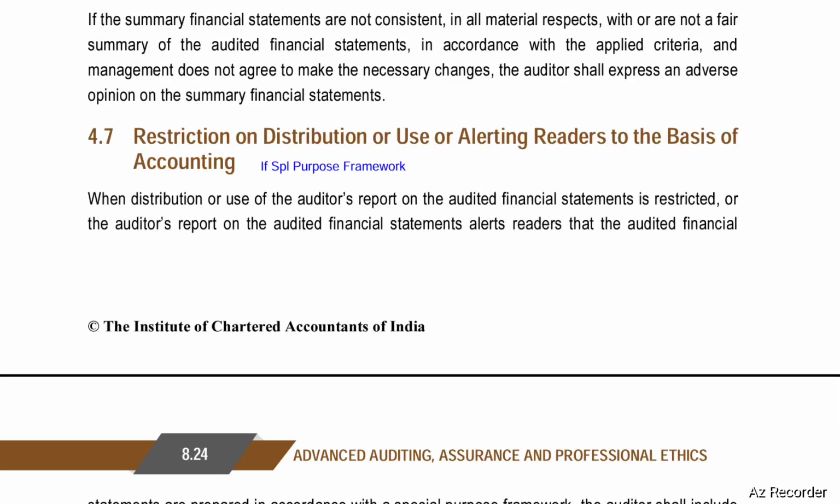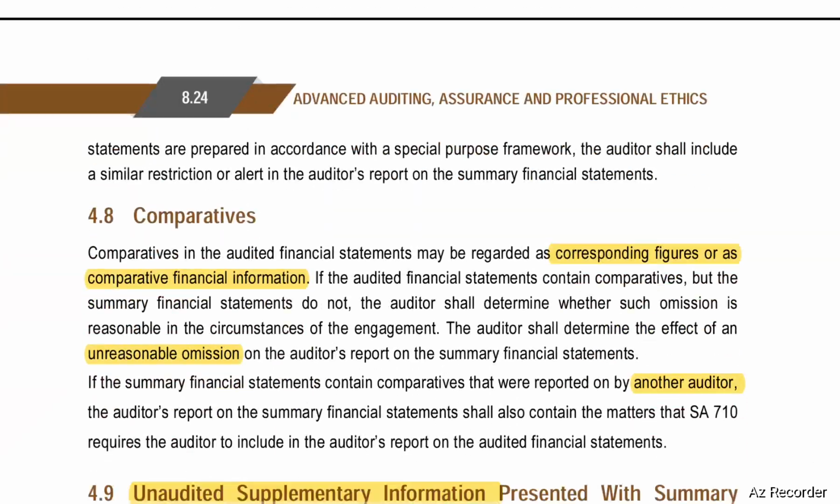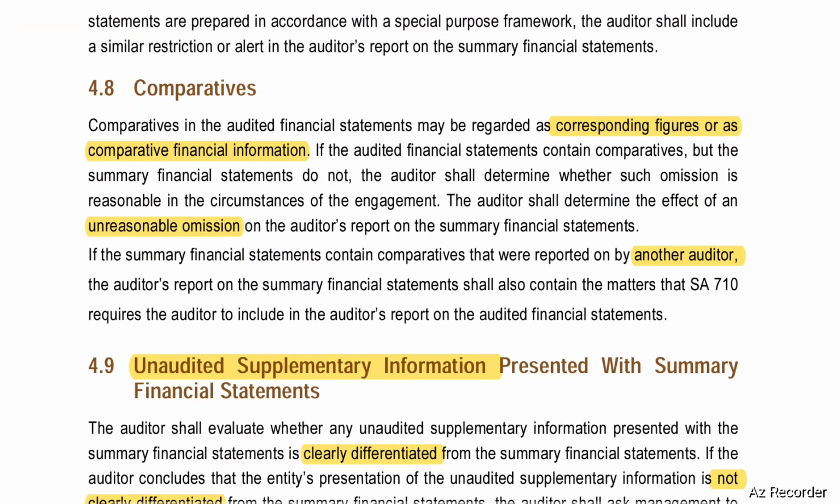In case of a special purpose framework, when distribution or use of the auditor's report on the audited financial statements is restricted, or the auditor's report on the audited financial statements alerts readers that the audited financial statements are prepared in accordance with the special purpose framework, the auditor shall include a similar restriction or alert in the auditor's report on the summary financial statements.